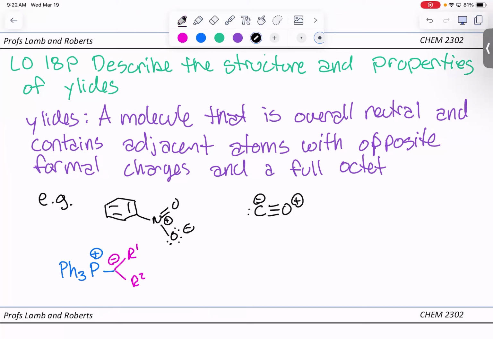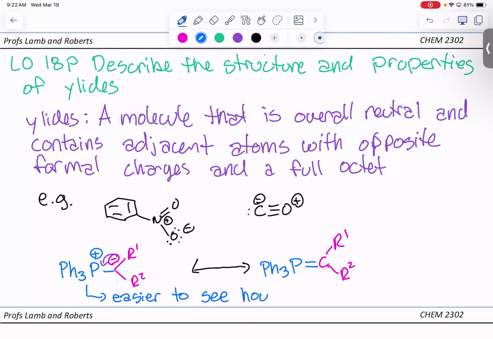Now, to add to the confusion, we actually sometimes draw our ylide sort of in a different way. It's an almost resonance structure in which we can essentially draw it so that this negative charge quenches that positive charge and makes a double bond. So this ylide can also be represented with a double bond to that carbon and R1 and R2. All right, so this is another way we could draw it, but I would say this is easier to see how it reacts.